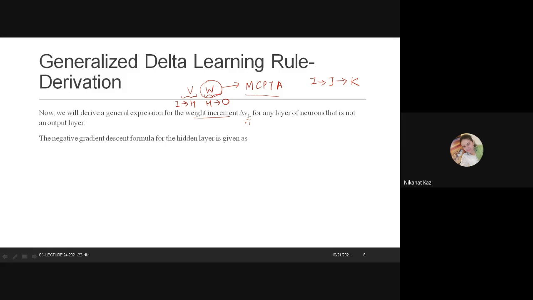So when you use the gradient descent formula for the hidden layer, it is something like this, because you have to minimize the error. So the ultimate aim is to minimize the error.